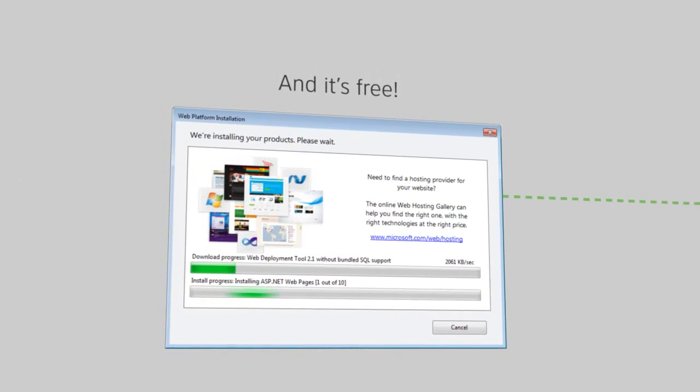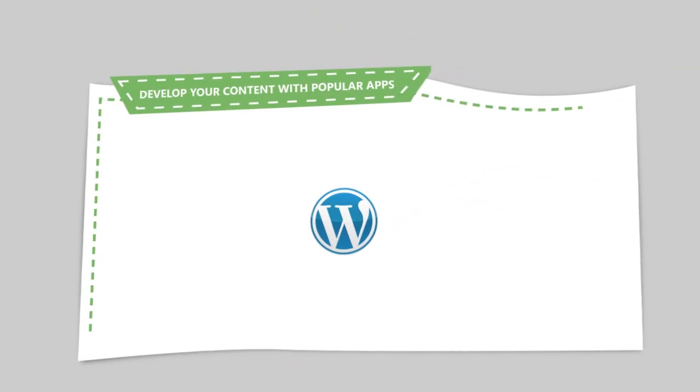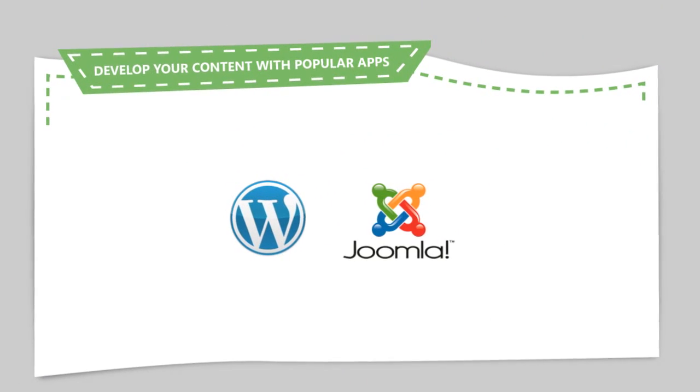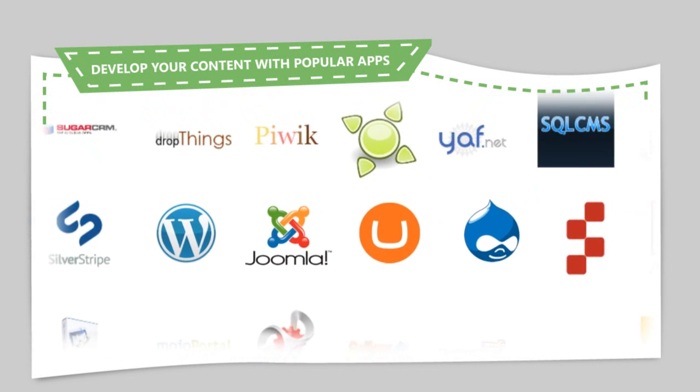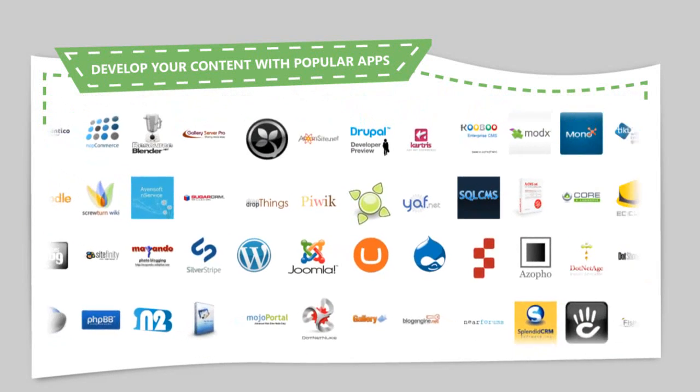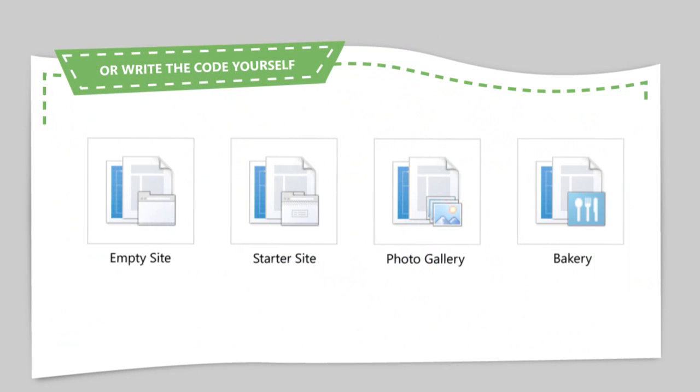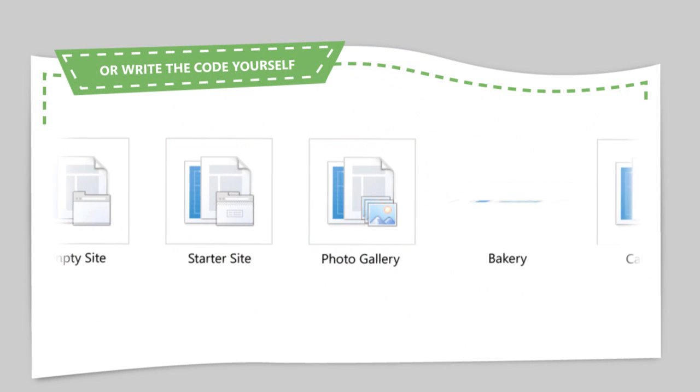WebMatrix lets you start with free, popular open source web applications like WordPress, Joomla, Umbraco, and many more. And it can download, install, and configure the apps for you. Or write the code yourself using a range of built-in templates.